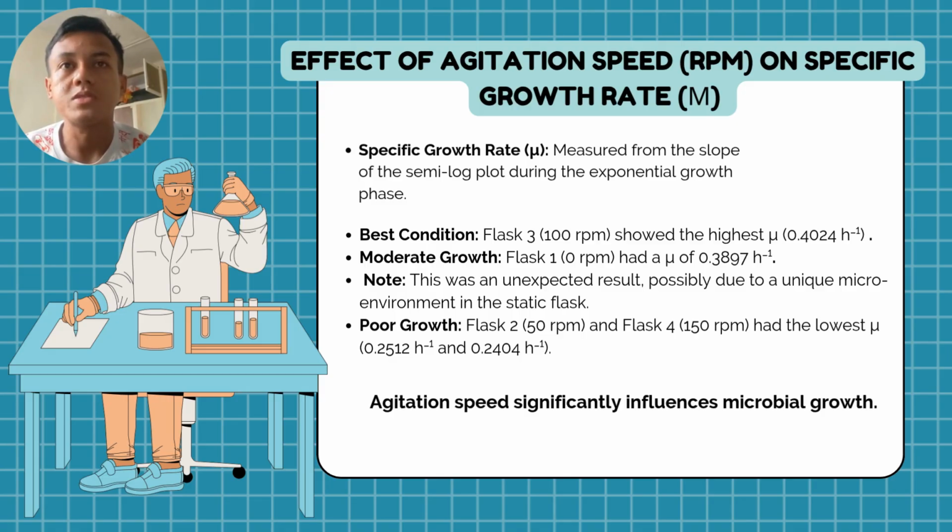And this was an unexpected result, possibly due to a unique microenvironment in the static flask. The lowest and poorest growth rates were flask 2, which is 50 rpm, and flask 4, 150 rpm, which had the lowest growth rates of 0.2 and 0.24. The agitation speed significantly influenced microbial growth.